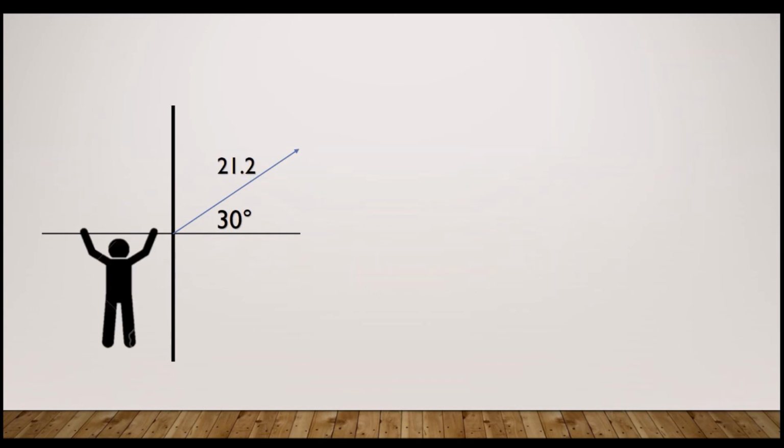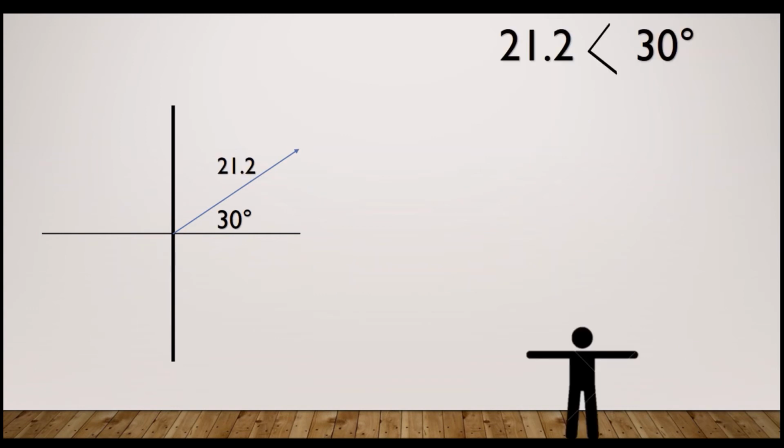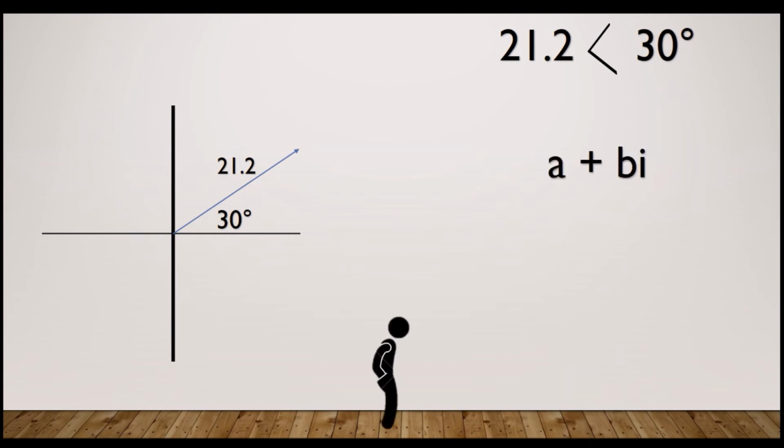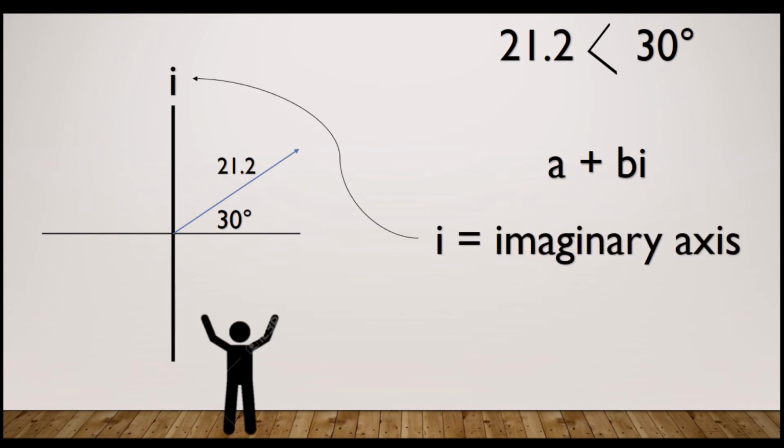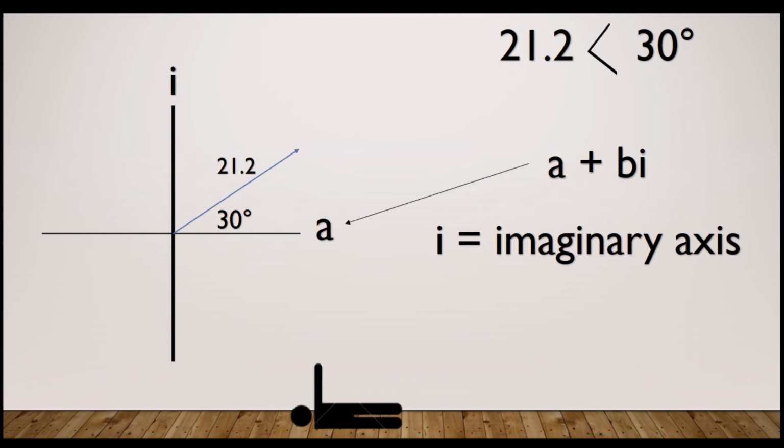To convert to rectangular form, it is best to do it via polar form. We must look at the general equation for rectangular form, which is in complex numbers, a being the real axis and i being the imaginary axis. We place these accordingly, as shown.